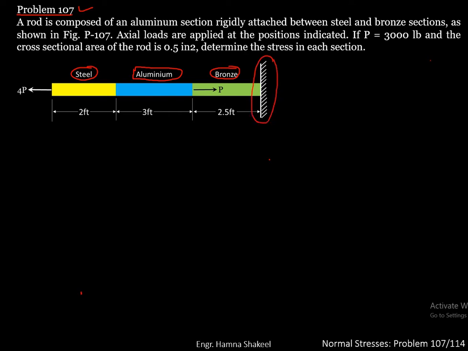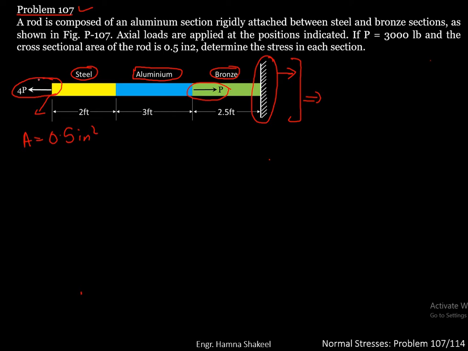At this location, the composite rod is rigidly attached. The cross-sectional area of the rod is 0.5 square inch. A force of 4P is applied here on the end of the steel rod, and here a force of P is applied at the connection between aluminium and bronze. Let's first analyze this whole rod globally, and then we will consider each part individually.